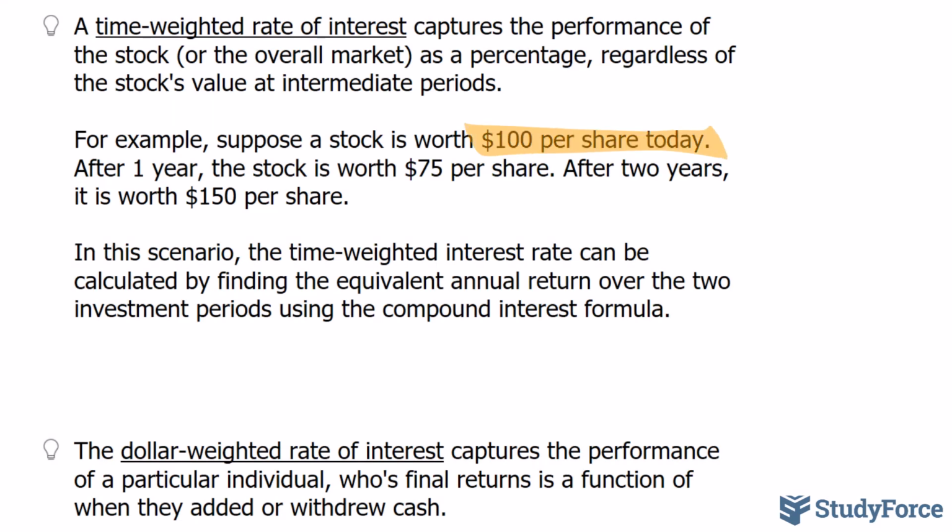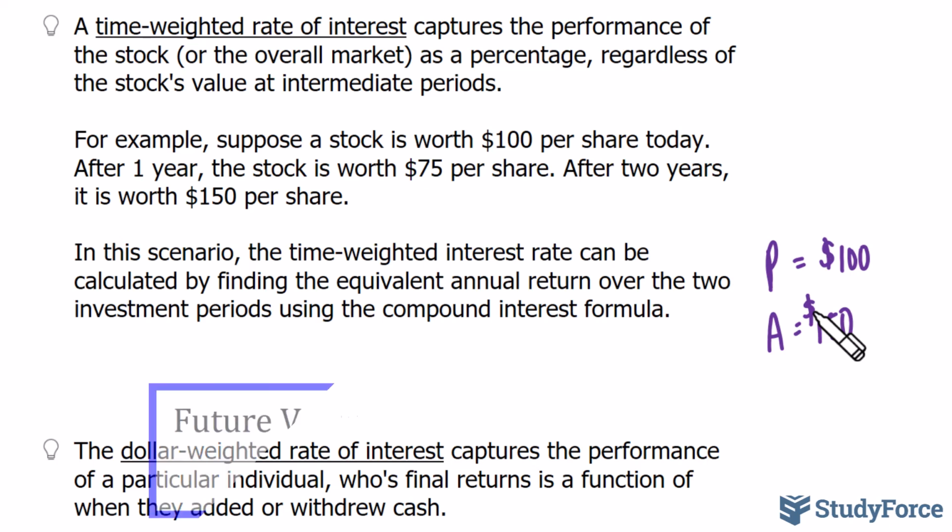The stock was purchased at $100 today, so that's the principal amount. After 1 year, it is $75 per share, but we ignore that since we're only concerned about what happens at the beginning and at the end. The final amount is $150 after 2 years. So we'll say that A is equal to 150.